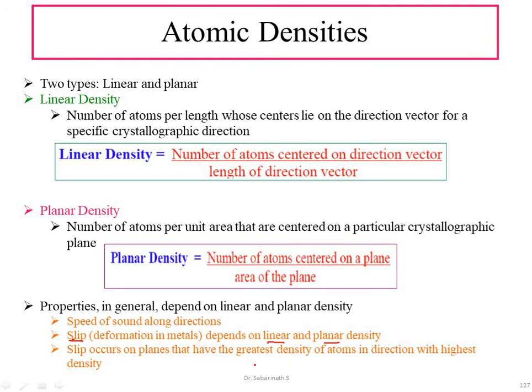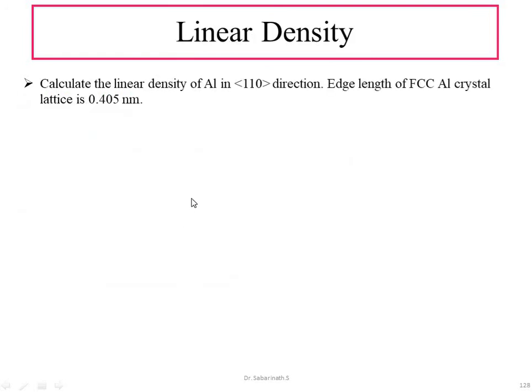So we will see that slip occurs on planes which have the greatest density. Wherever we have the greatest density, meaning the number of atoms is more, along that direction the slip occurs. So to identify this phenomenon of slip, we use these two descriptions, linear and planar density.